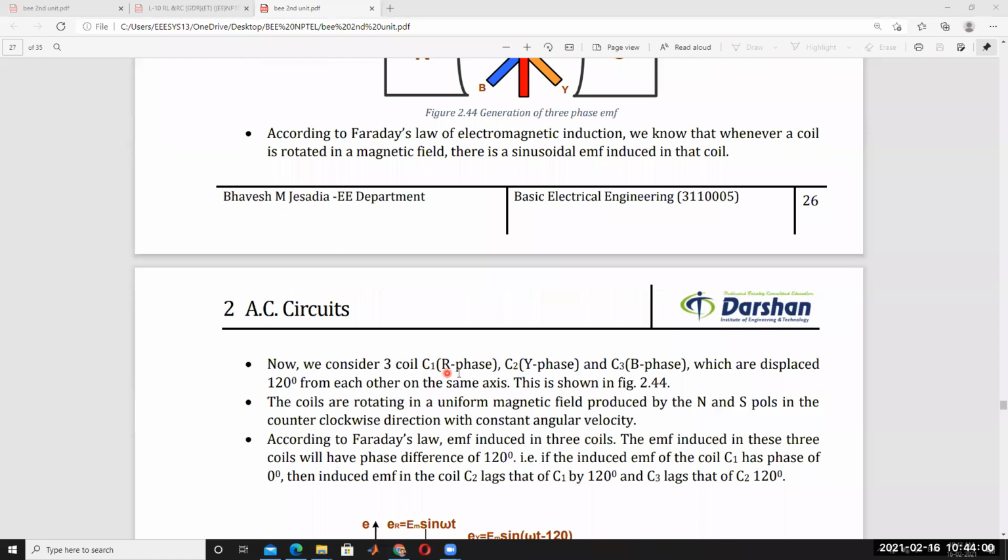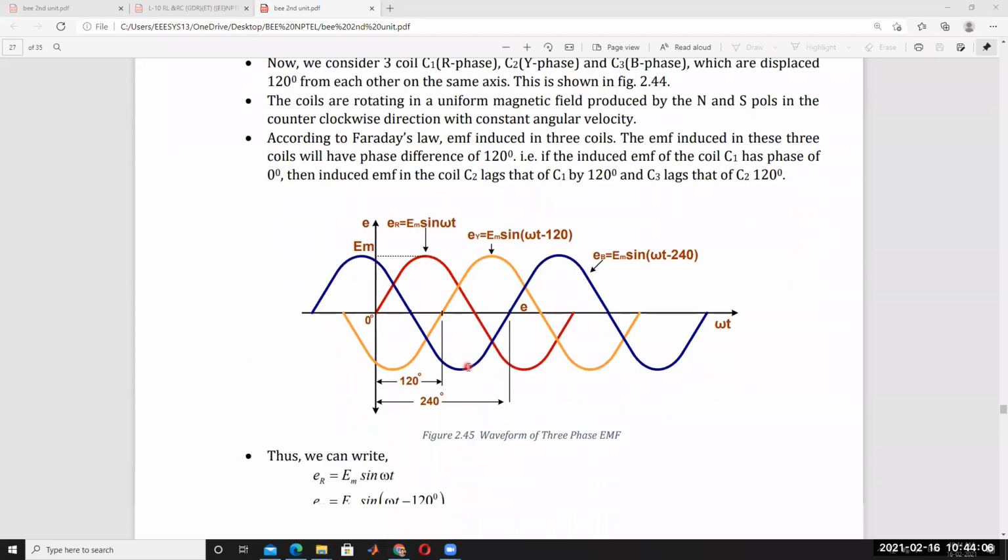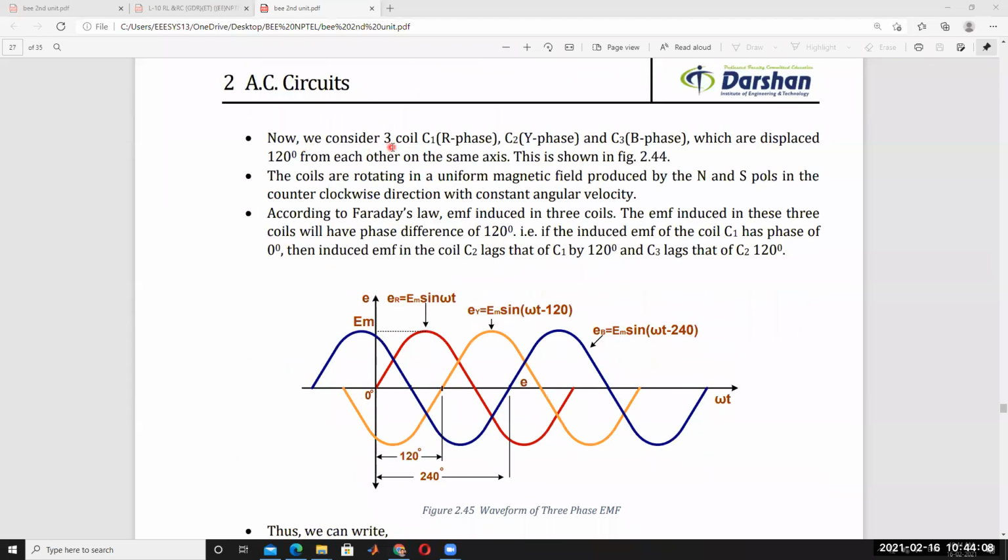So now we consider three coils. First, C1 is the R phase, C2 is the Y phase, and C3 is the B phase. Three phases we are using. In the three phase system, three coils: first coil R phase, second coil Y phase, third coil B phase.